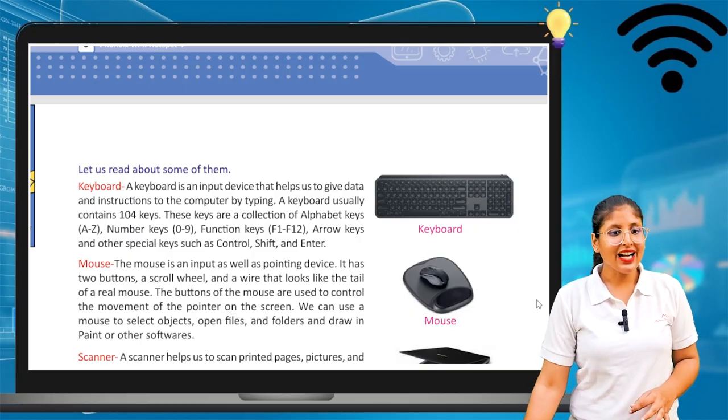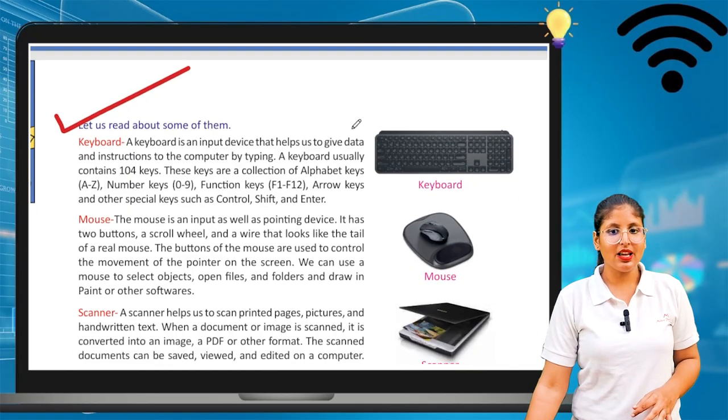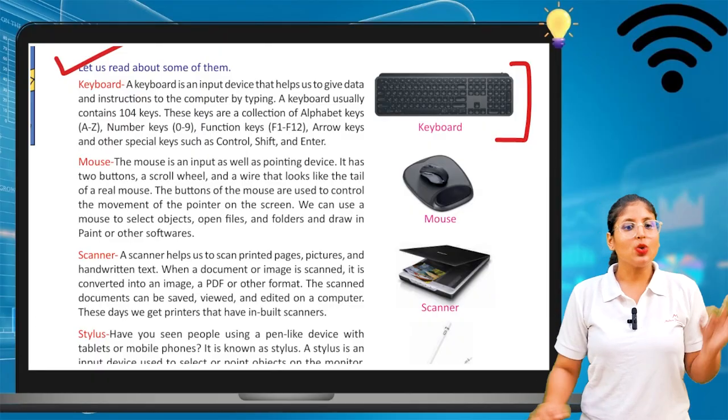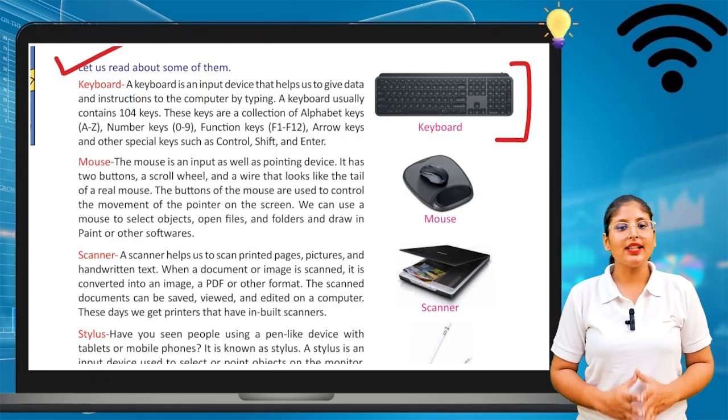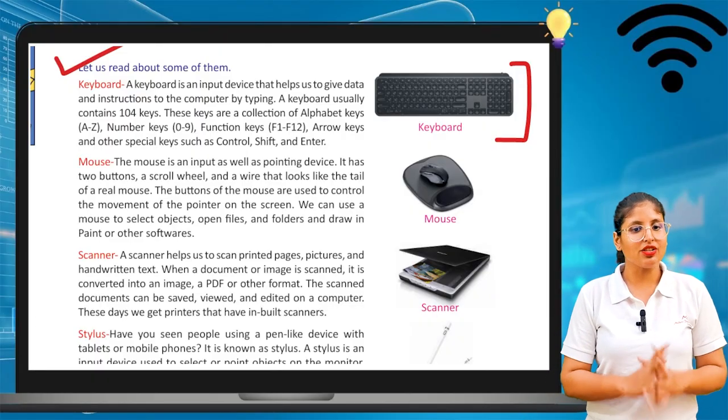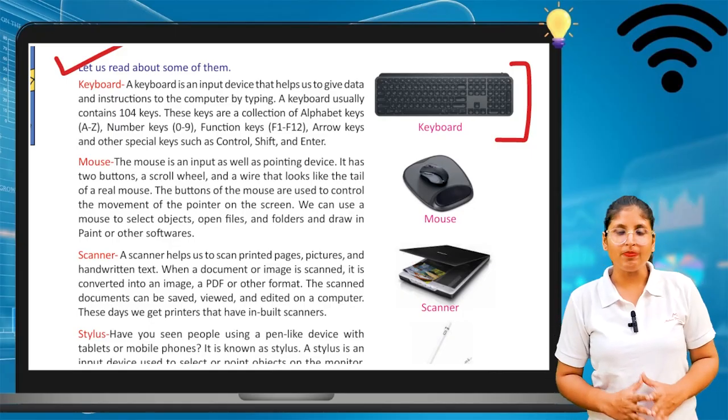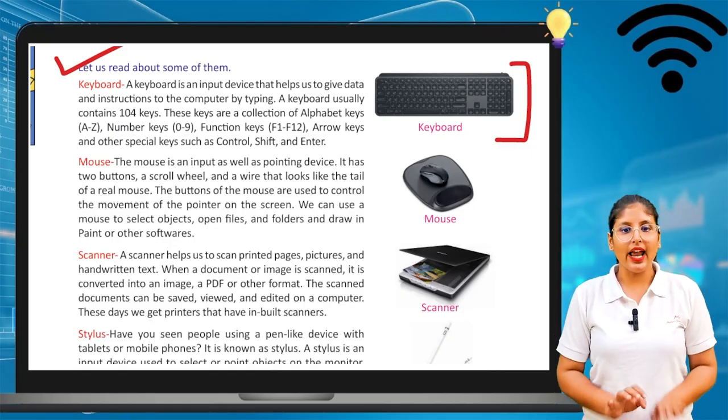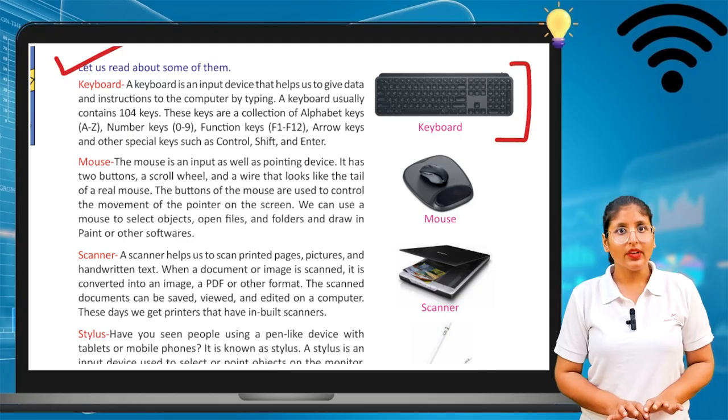Starting with keyboard. This is keyboard. It looks like this. A keyboard is an input device that helps us to give data and instruction to the computer by typing. So with the help of keyboard, we can enter data. We can do typing with the help of keyboard.